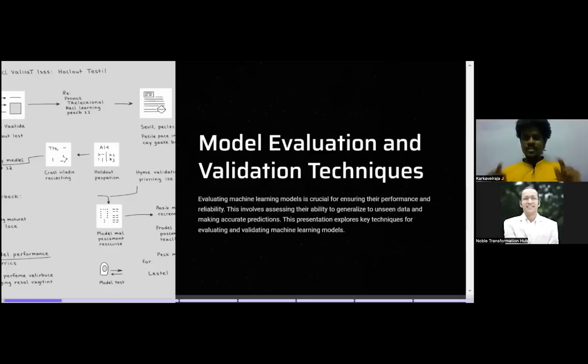Today we're going to see model evaluation and validation techniques. Once we build a model, if we don't know how to treat the model, whether it is giving a good result or a bad result, then what do we do? So that's the major thing we're going to do today: model evaluation and validation techniques.